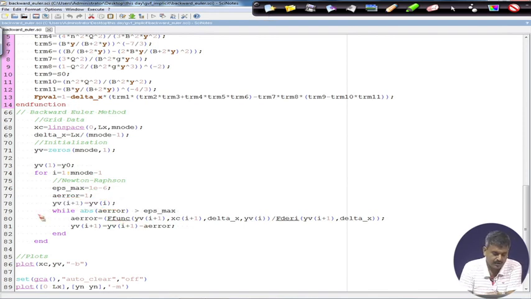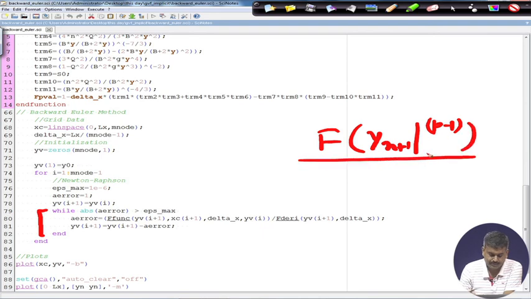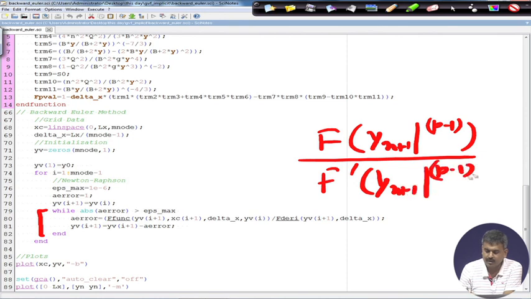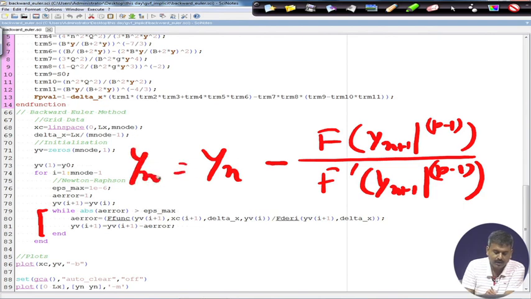Now, we should iterate if absolute error is greater than epsilon max. So, what is this absolute error? Absolute error is the absolute value of AE error. AE error is f, that means function value at y n plus 1 for the previous iteration, divided by f prime y n plus 1, that is also calculated based on the previous iteration. Now, this is minus, and this is y n equals to y n plus 1.